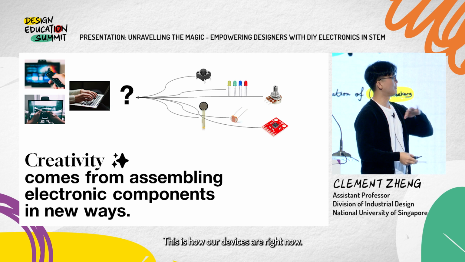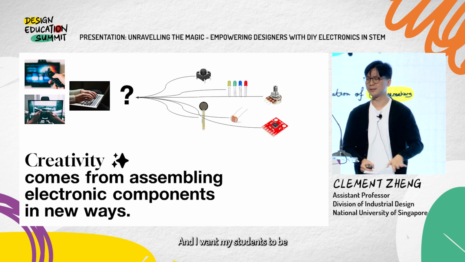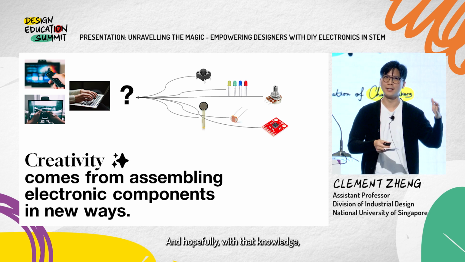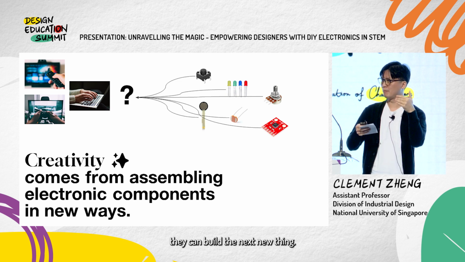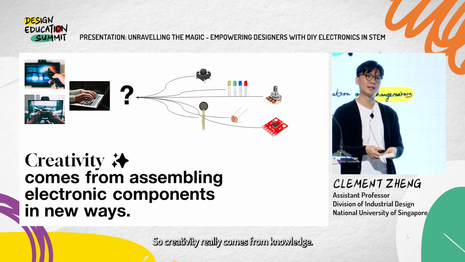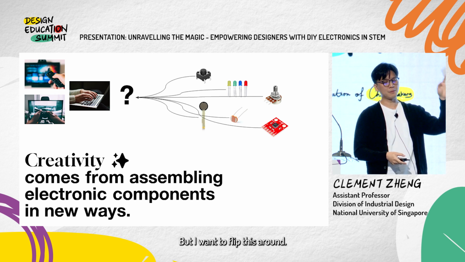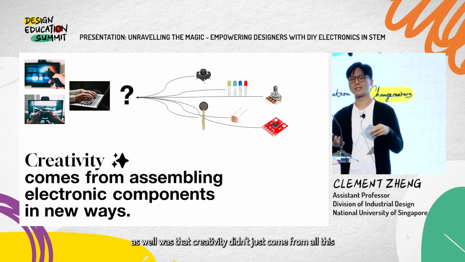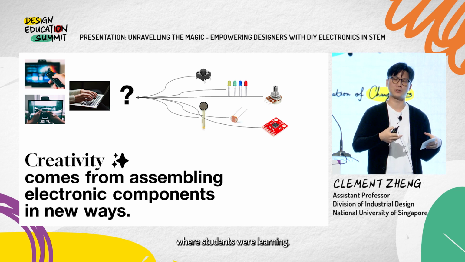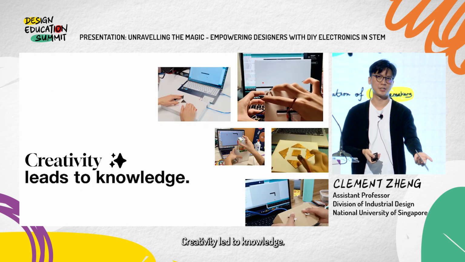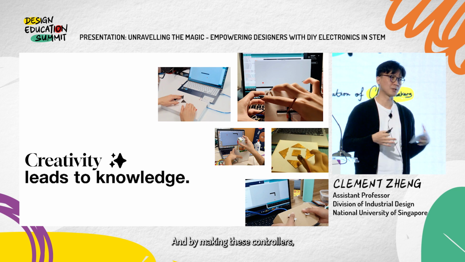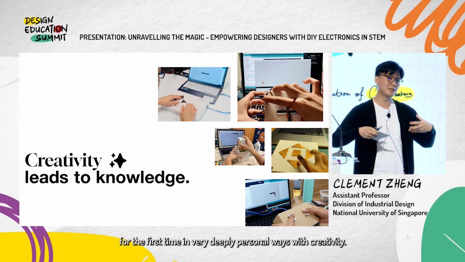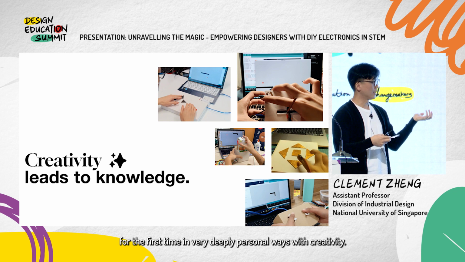This is how our devices are right now, and I want my students to be as good as the people who built our present day devices. And hopefully, with that knowledge, they can build the next new thing. So creativity really comes from knowledge. But I want to flip this around. In the class, what was really apparent is that creativity didn't just come from knowledge, but creativity was also a pathway where students were learning. Creativity led to knowledge. And by making these controllers, students were actually learning and encountering electronics for the first time in very deeply personal ways with creativity.